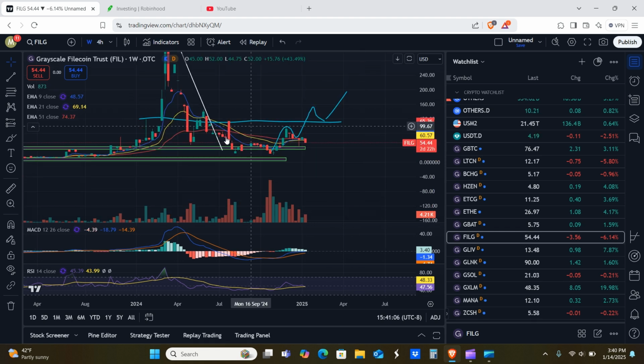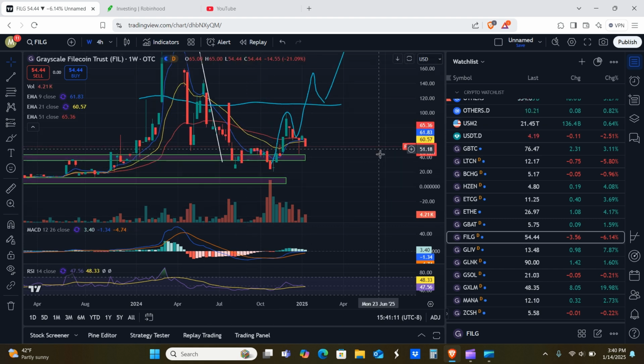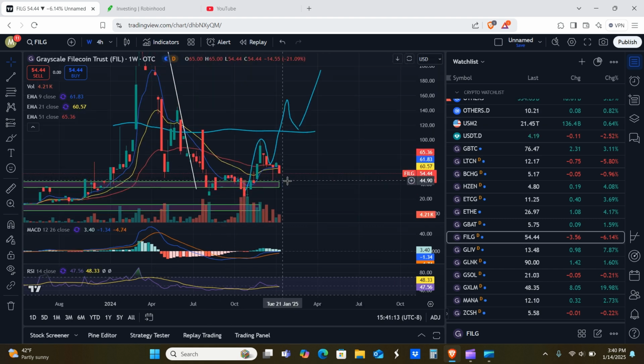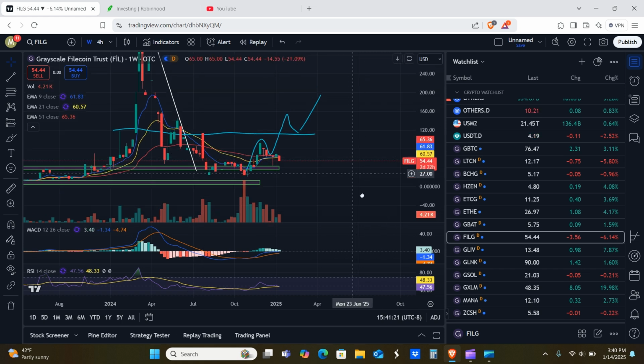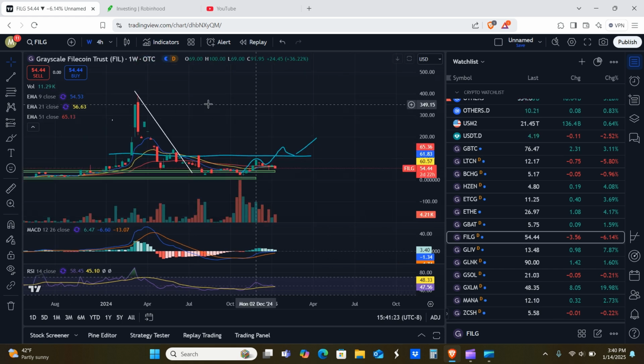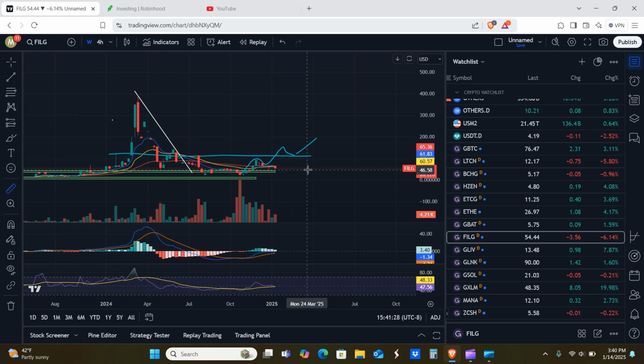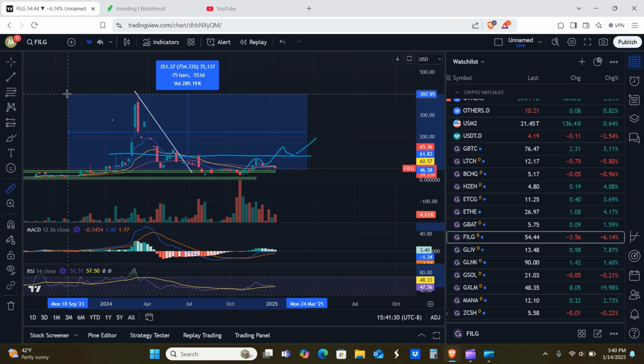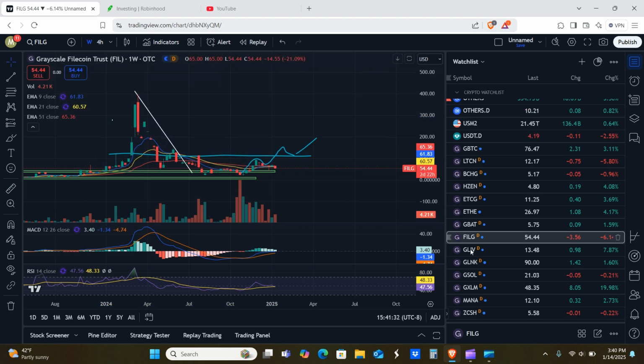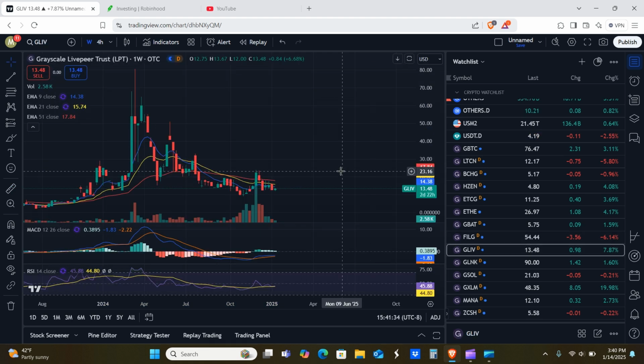FILG. This thing's mostly just going sideways here, as you can see. That looks pretty sideways to me. It's not perfect, but that's pretty much what it looks like. So I'd say a good area to pick some up anywhere between 44 to 60. Keep in mind this green box is probably going to serve as some pretty strong support there. With the all-time high being at about 400. So assuming you manage to catch it down there and ride it to the all-time high, you're talking a 10x at that point, 755% gain.